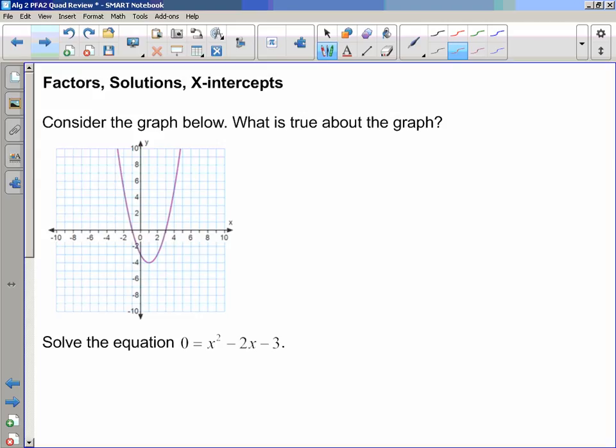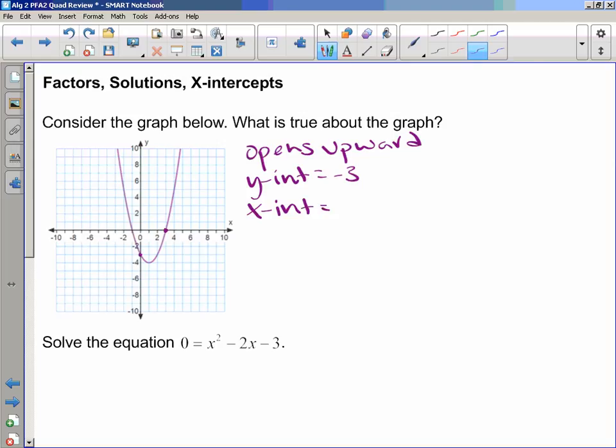The next type of question you might see is talking about x-intercepts or factors or solutions and connecting those things together. So I'm going to take you through a series of questions that'll help you make those connections. If I look at this graph, what do I know? I know that it opens upward. I know that my y-intercept looks like maybe it's -3. We'll just go with that. I know I've got two x-intercepts.